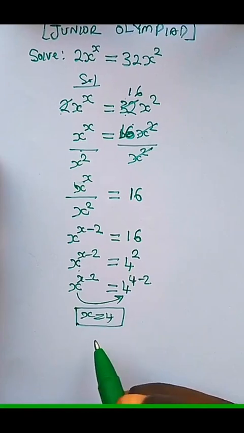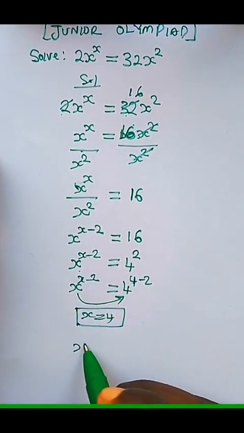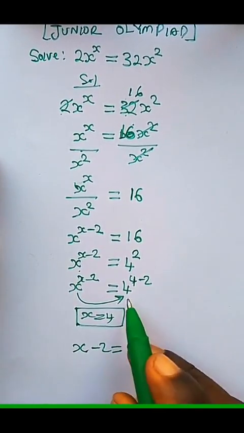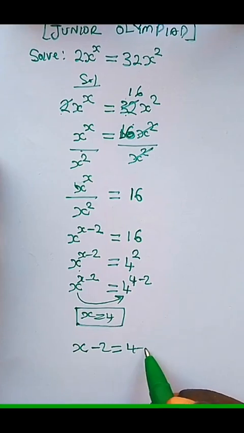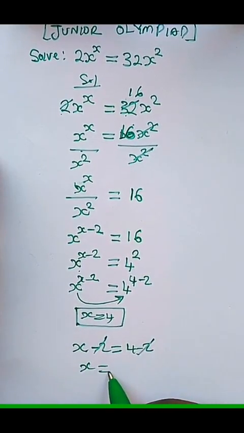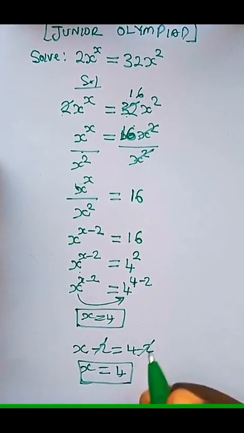That's the answer. And if you choose to equate the powers now, you still have x minus 2 equals 4 minus 2. Minus and minus will go. So x will be equal to 4. And that is the final answer.